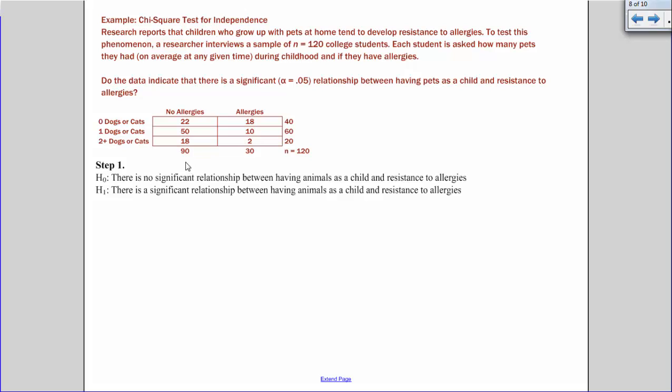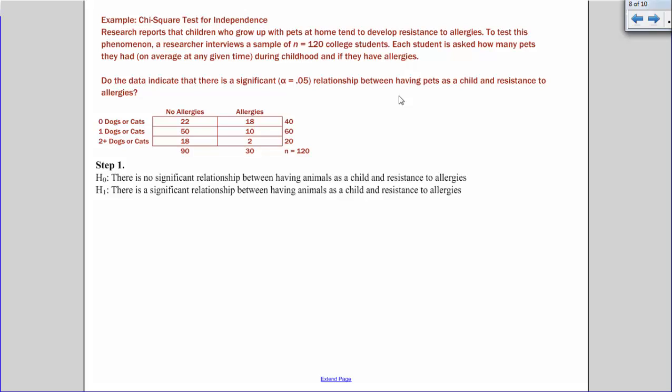So in our total sample, 90 had no allergies, 30 had allergies, 40 were raised with no cats or dogs, 60 were raised with 1 cat or dog, and 20 were raised with 2 or more cats or dogs. 40 plus 60 plus 20 is 120, 90 plus 30 is also 120. So the null hypothesis, and I'm just going to stick to the one I prefer for this one, there's no significant relationship between having animals as a child and resistance to allergies. Whereas the alternative would be there is a significant relationship between having animals as a child and resistance to allergies.